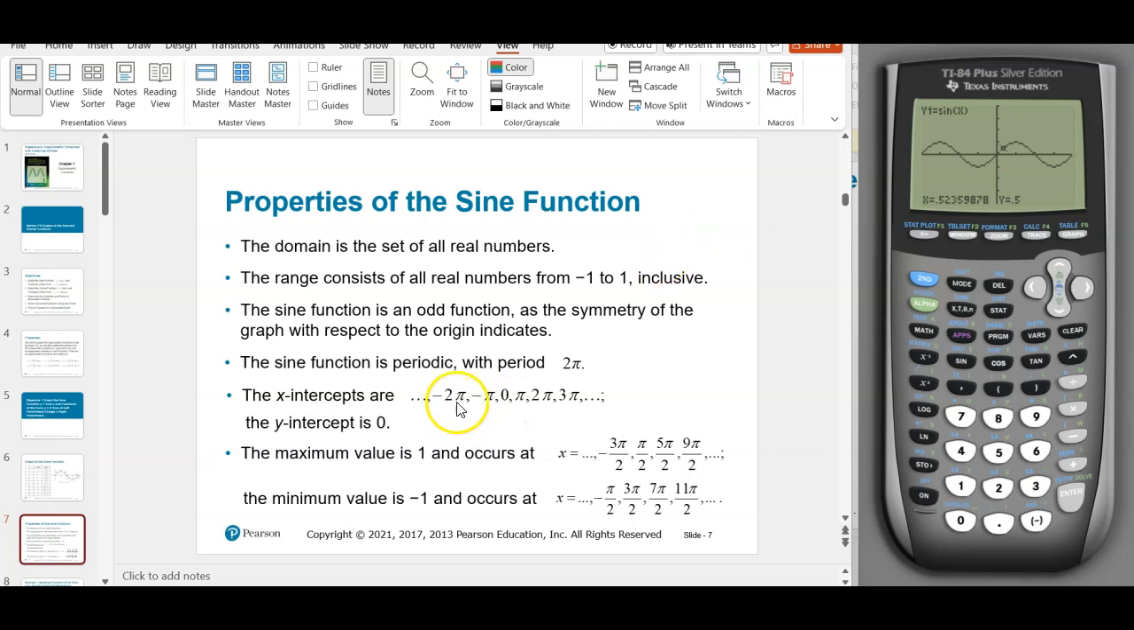X-intercepts are multiples of pi, so 1 times pi, 2 times pi, 3 times pi, 0 times pi, negative 1 times pi, and so on and so on. Any multiples of pi. Right, y-intercept is 0. Again, that's the origin. Graph of the sine function does pass through the origin. Any odd function has to pass through the origin, or any continuous odd function, I should say, that has origin symmetry. Maximum values, minimum values, the positive ones and negative ones, these are the values where you'll see those positive ones occur. These are the values you'll see the negative ones occur.